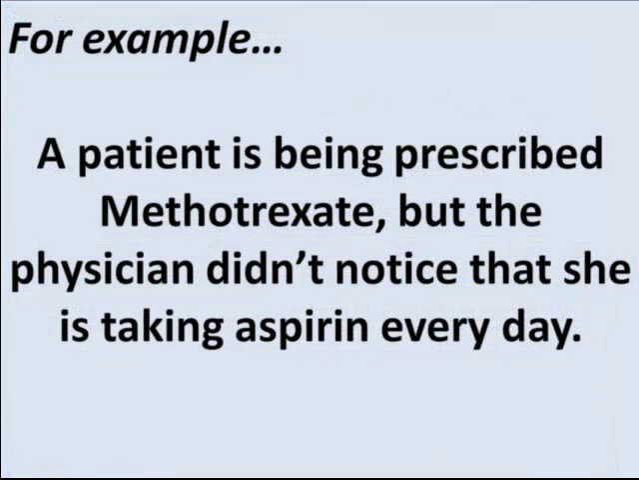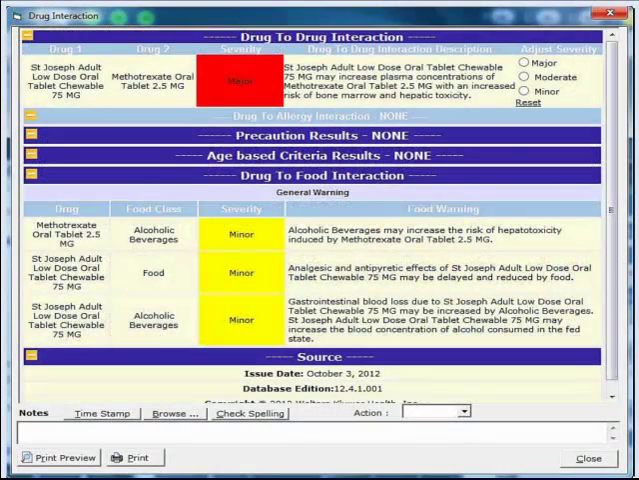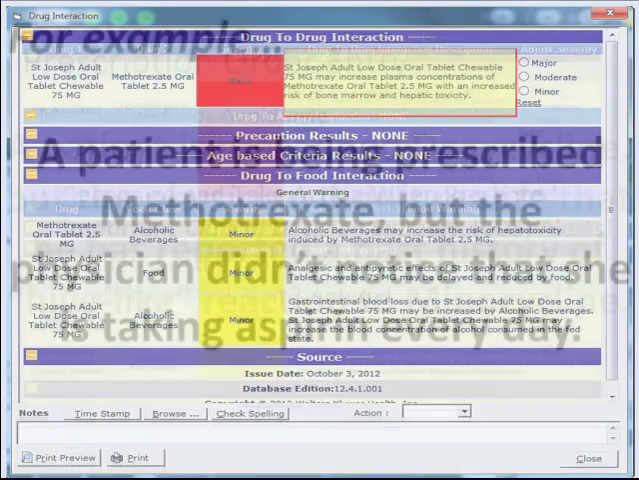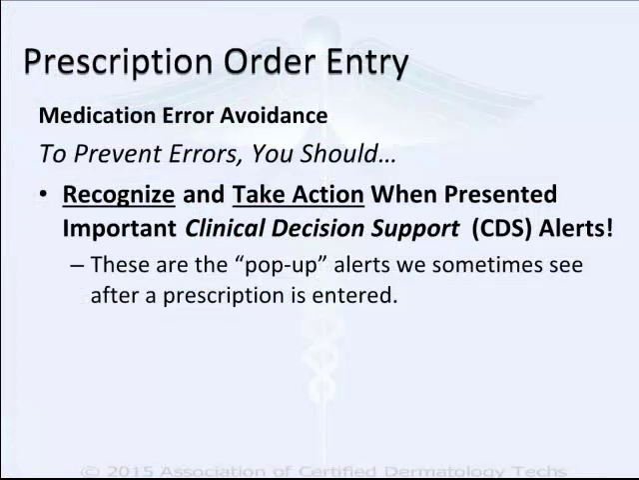For example, let's say a patient is about to be prescribed methotrexate, but the physician didn't notice that she is taking aspirin every day. After the MA enters the methotrexate into the EMR, this alert pops up. It tells us that the aspirin she is taking may increase the plasma concentrations of methotrexate, which can in turn increase the risk of bone marrow and hepatic toxicity. So whether warning us about the potential for overt allergic reactions or even medication interactions, these CDS alerts have the potential to prevent patient harm.